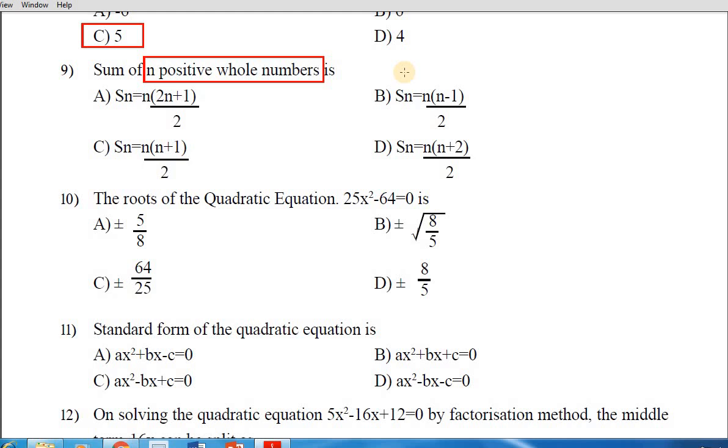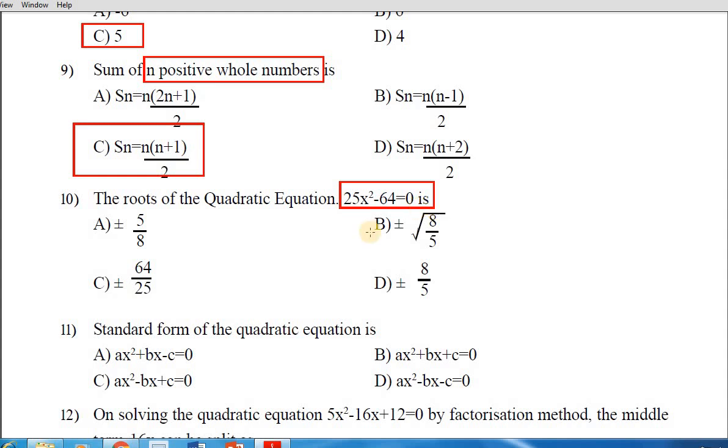Hence for this question we have to write the formula Sn is equal to n by 2 into (n plus 1) only. The correct option is option C. Question number 10. The roots of quadratic equation 25x square minus 64 is equal to 0 is. So one quadratic equation is given and asking to find the roots. Roots in the sense you have to write the factors for this equation.